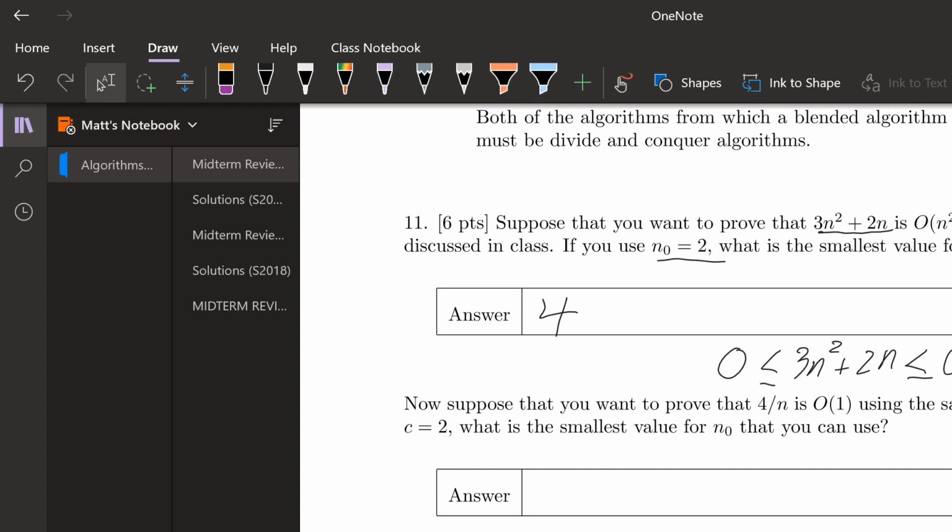Suppose you wanted to prove that 4 over n is O of 1 using the same formal proof technique. If you have c equal to 2, what is the smallest value for n naught that you can use? This is 0 is less than or equal to 4 over n is less than or equal to 2 times 1, right? So now we need to find some n naught that we can plug in to make this true. So 2 seems to work, right? We could just plug in n naught equals 2, and we would end up with 4 over 2 is less than or equal to 2 times 1, which is true. We'll put a little check. So n naught equals 2.